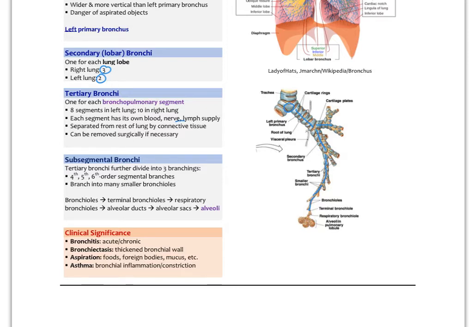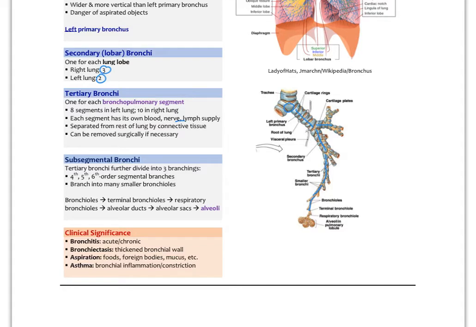So a bronchopulmonary segment is like a little compartment of a lobe, and each segment is fed by a tertiary bronchus. Now, the importance of that is that if there's a lung cancer or trauma to the lungs, the surgeon can resect a bronchopulmonary segment, and the rest of the lung is fine. So it leaves the rest of the lung intact and properly functioning.